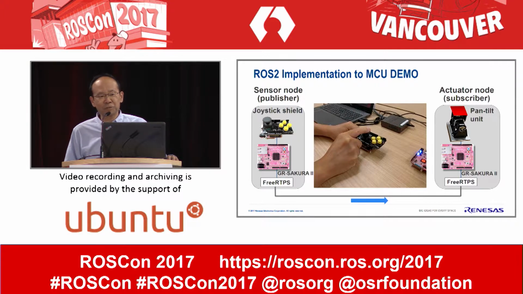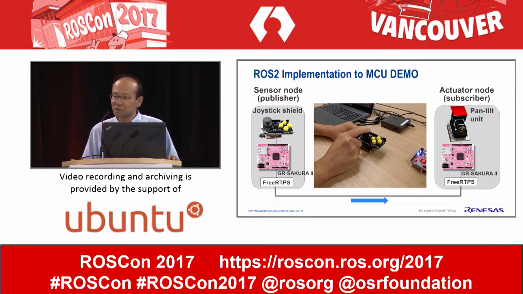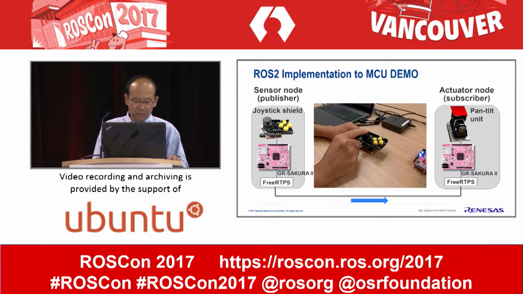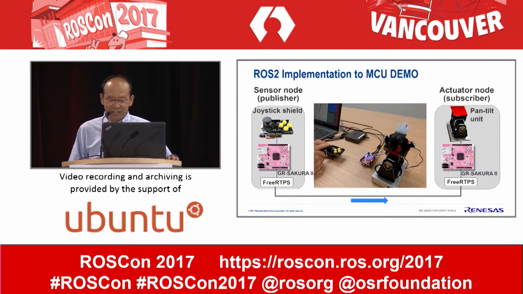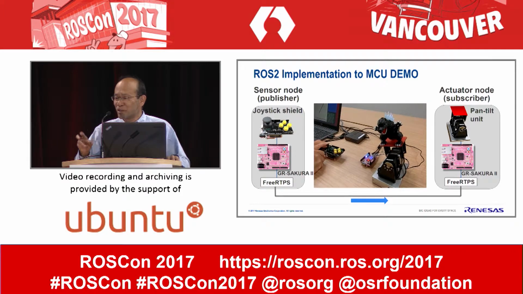Here is a demonstration we are working on right now. There are two ROS nodes, a sensor node with a joystick and an actuator node with a pan tilt unit. The sensor node sends position information to the actuator node by using RTPS. So as you move your joystick, Godzilla moves in response like that.